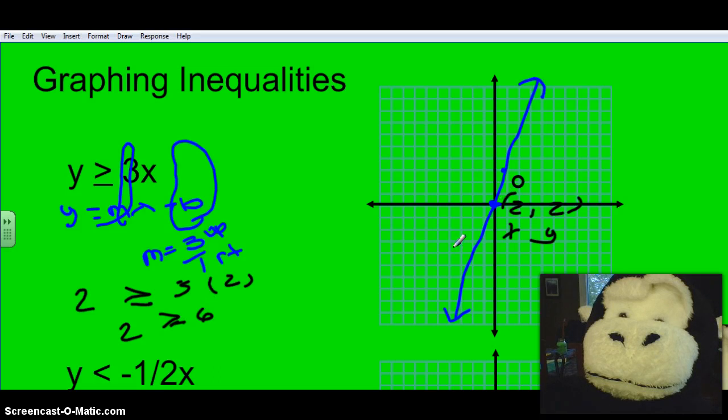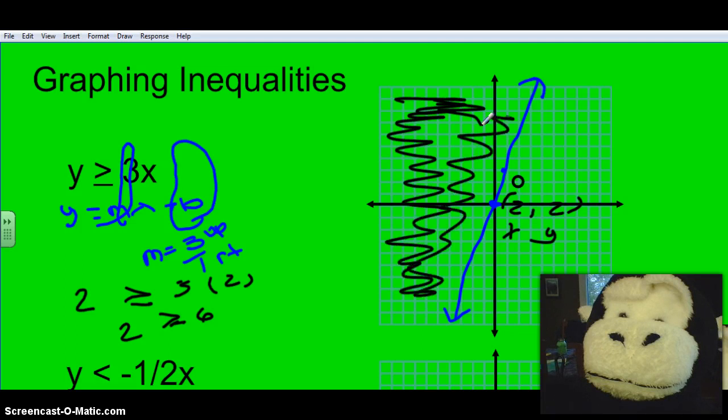Well, that's not true. 2 is smaller than 6. So that means all the points on this side of the line of my test point are false. So if all these points are false for the equation, all these points on this side must be my solution. All these must work. Okay? And we can prove it by picking a point on this side.